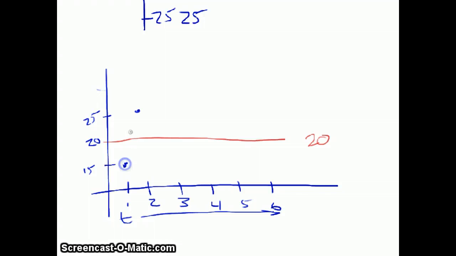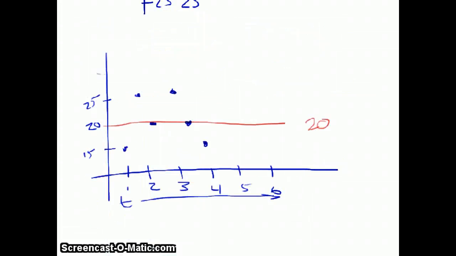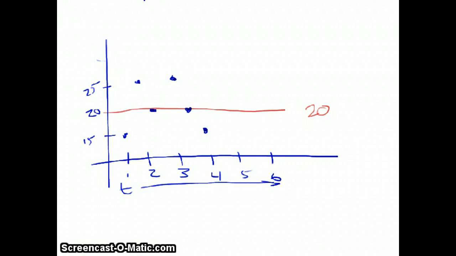So the first observation was 15, the second one was 25, the third one was 20. The next one was 25. Observation number 4 was 20. Observation number 5 was, I think, 25. The next observation was 20. The one after that was 15. Is that right? Oh, I have it mixed up. So this one and this one need to change places. So then we went to 15, and then we went to 20. Okay, and to make a run chart, we very simply connect the dots.